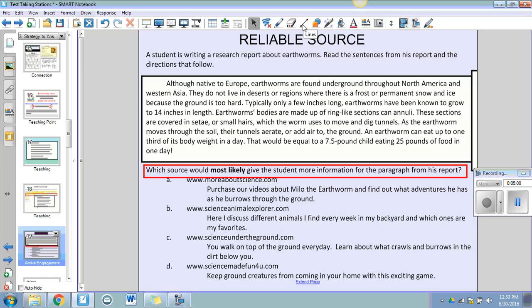What I now need to do is analyze the words in the question. I know most likely is going to be important because it's bolded. More information from the paragraph for his report. What I now need to do is look over the answers, but before I do that, I'm going to look up in the directions to figure out what his report is about. It's about earthworms. So I'm now going to read my answers looking for what I know would be a reliable source. So typically someone, maybe an expert in the field or someone that has studied this.